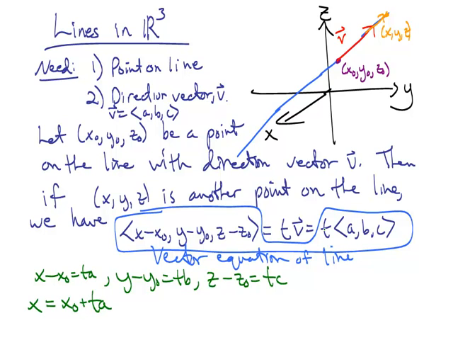T is just some scalar, remember. It's just some multiple of this vector here. That'll extend it and send it in the right direction. So we get the vector from x naught, y naught, z naught to x, y, z. And so y then is y naught plus tb, and z is z naught plus tc. So I've described this line in R3 with a series of equations, one for x, y, and z each.